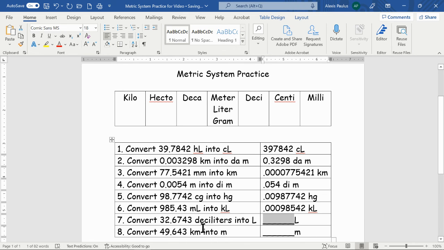All right, we're going from deciliters to liters. 1 space to the left. 3.26743. All right, the prefix is getting larger. My number is getting slightly smaller. All right, kilo to meters. 1, 2, 3 spaces to the right. So that's 1, 2, 3, 4, 9, 6, 4, 3. Let's see, my prefix is getting smaller and my number is getting bigger.